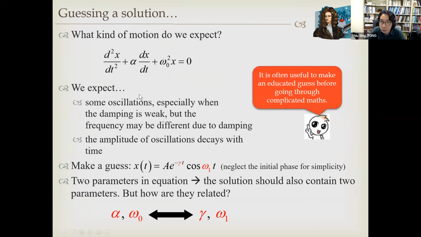If I put this solution into the equation and I require the solution to satisfy the equation, I will be able to find this relation. Okay, so this is my goal. My goal is to show that this is in fact a solution by direct substitution into the equation, and then to find gamma and omega 1 in terms of alpha and omega 0. Okay, so this is an educated guess. Before solving a difficult problem, physicists will have some guess and try it to see if it works.